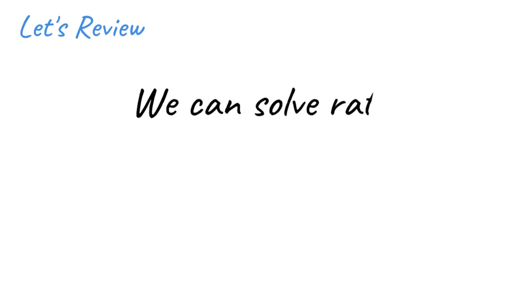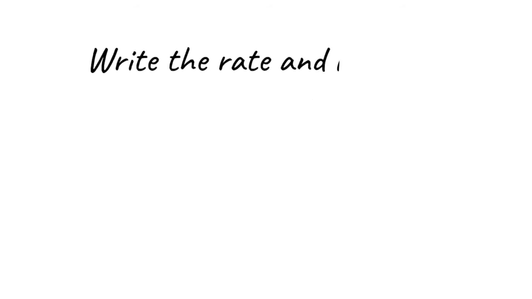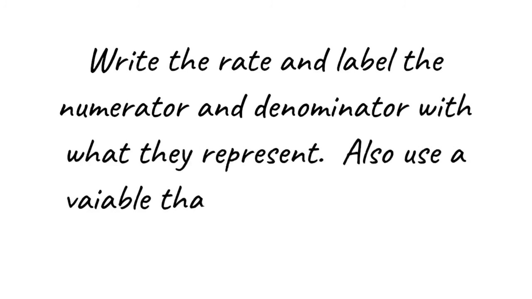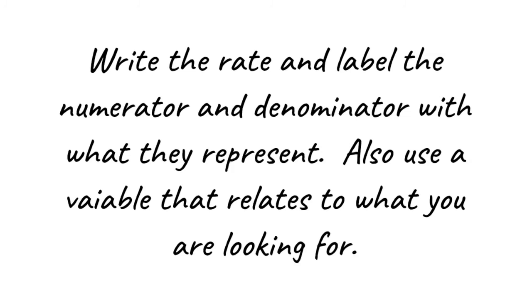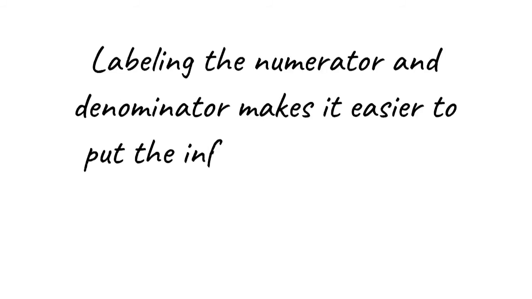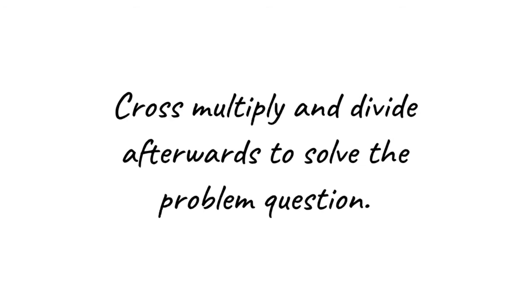So let's review. We can solve rate problems using a proportion system. Write the rate and label the numerator and denominator with what they represent. Also use a variable that relates to what you're looking for. For instance, we used H for hours. Labeling the numerator and the denominator makes it easy to put the information from the question in the correct part of the new fraction. After that, it's simply a matter of cross-multiplying and dividing to solve the problem question.